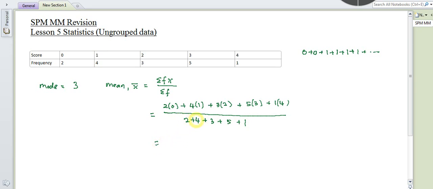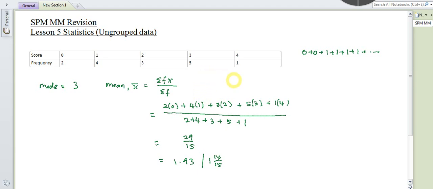Here you should be able to get 29 over here, and this is 15. So the mean is 1.93. Let me check again. Okay, 1.93 corrected to 2 decimal places, or you can give your answer as a fraction, 1 and 14 over 15. So this is how we find the mean from a frequency table.